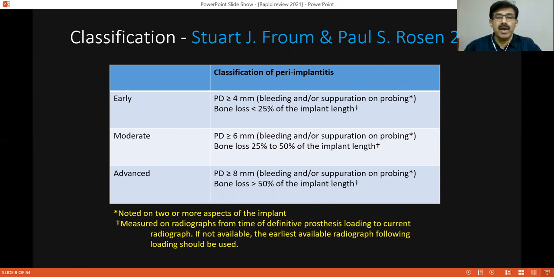And in advanced, you have a probing depth of more than 8 millimeters with more than 50% of the implant lost by means of bone. Bone that is lost in relation to the implant. So that is how you subclassify a periimplantitis lesion.